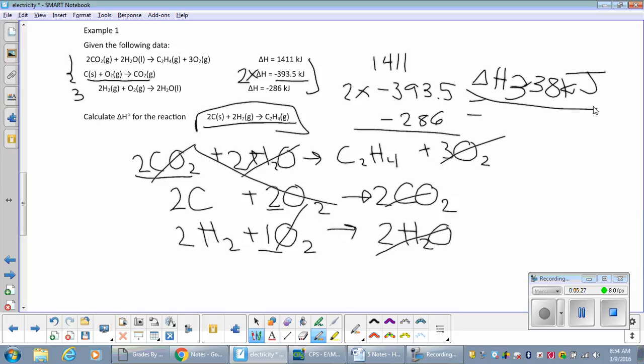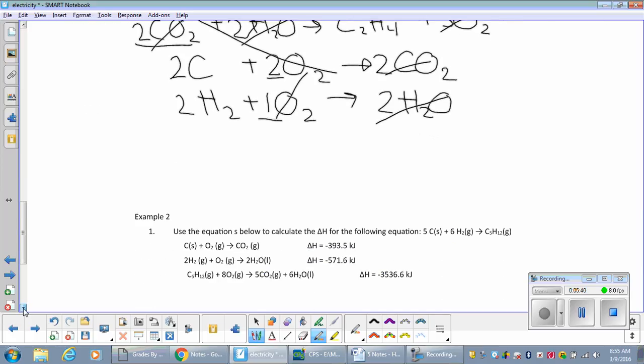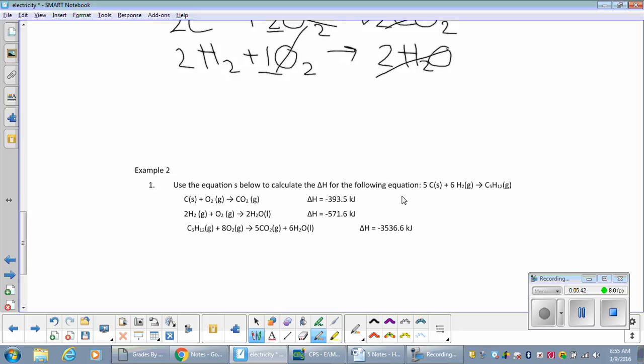So that is another way to find delta H, by taking the intermediate steps of a reaction, looking at how they cancel each other, and using their delta H's. So let's do one more example, and then that's it. So example number 2. Again, we have our reaction. 5 carbons, 6 H2 gives us another hydrocarbon gas.